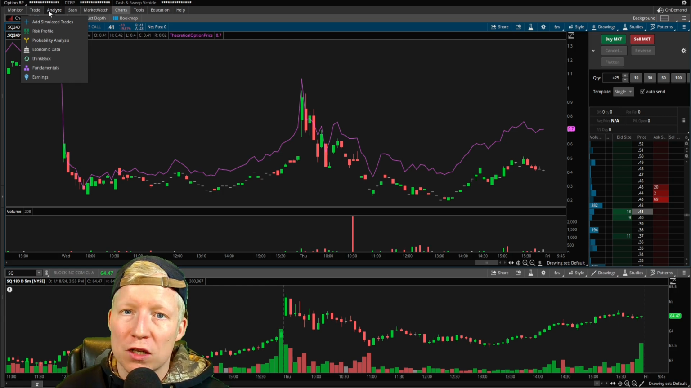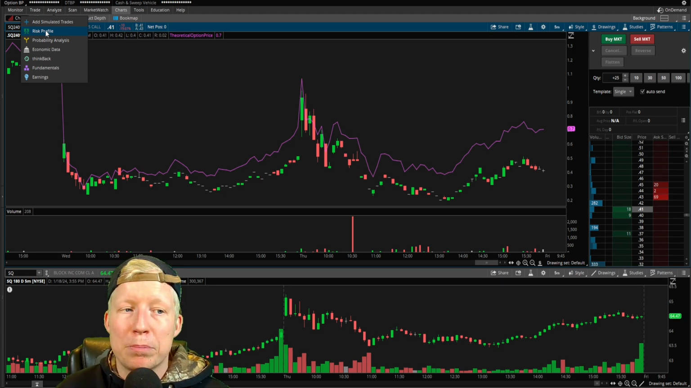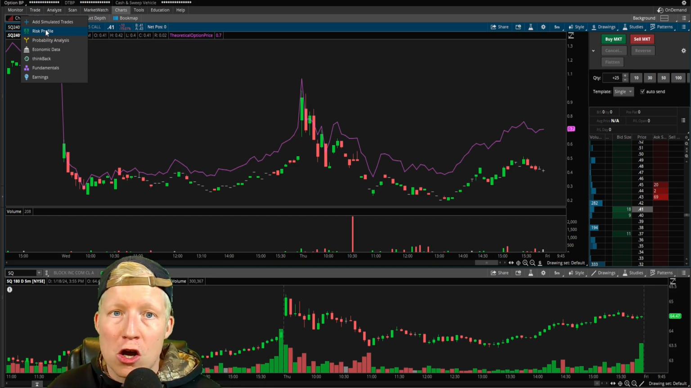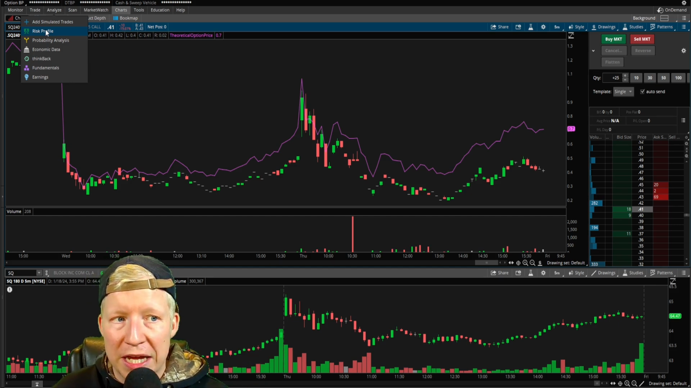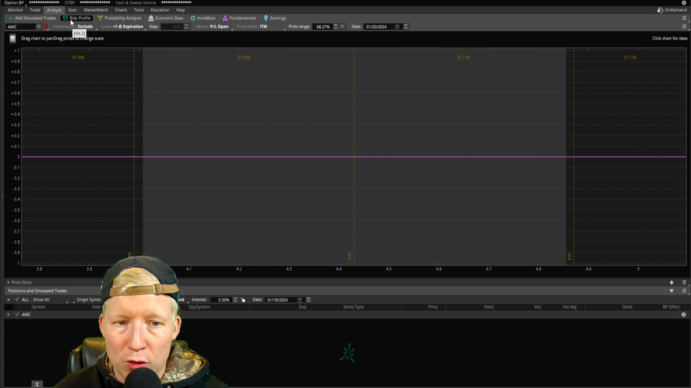But this, and really all we've talked about, is single options, buying and selling, right? If you want to play more complex spreads, before you play them, you want to see what the potential outcomes of the spread are. Say you want to play a strangle or a straddle on a stock. You would come to Analyze here and go to the Risk Profile.